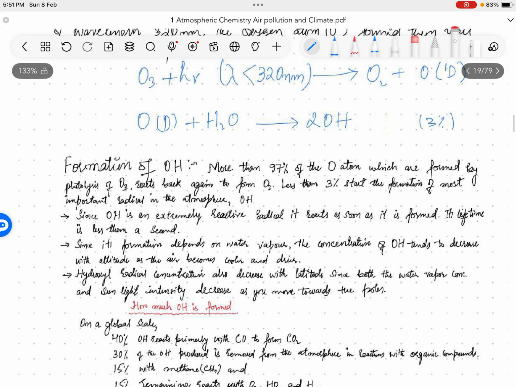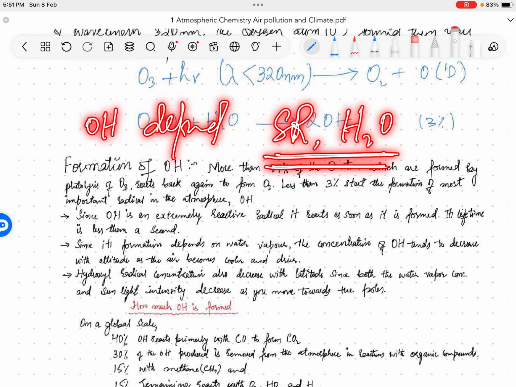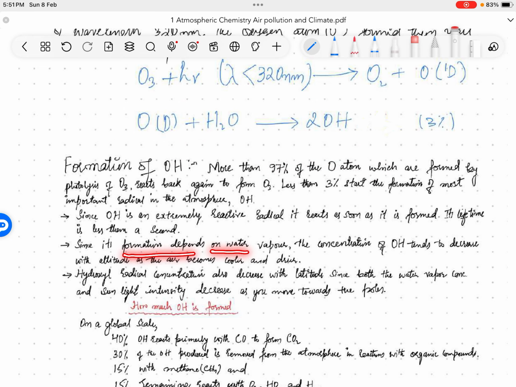Since OH formation depends on solar radiation and water vapor, its distribution is also important at the global scale. So, its formation depends on water vapor.